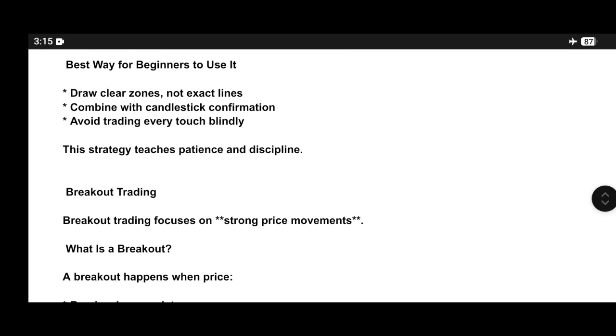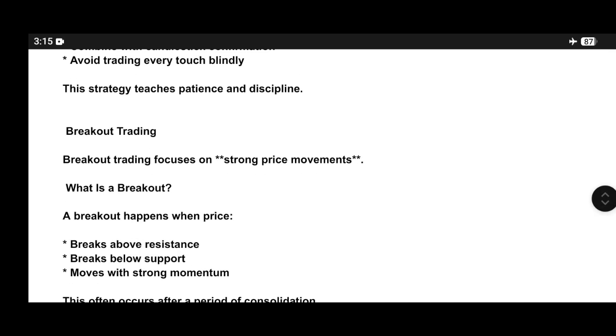Then let's talk about breakout trading. Breakout trading focuses on strong price movements. What is a breakout?